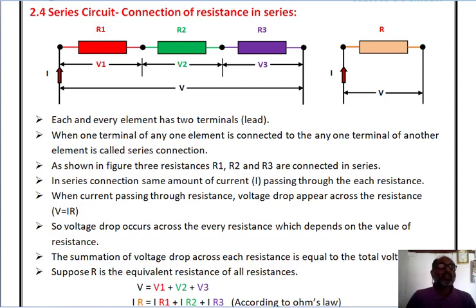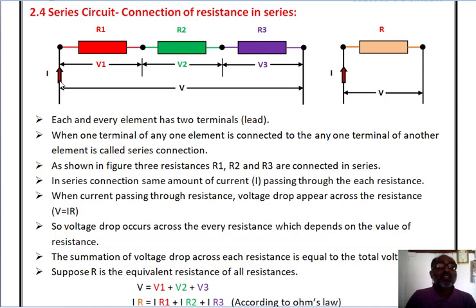Series circuit, connection of resistance in series. As shown in this figure, each and every resistance or element has two terminals, or you can also say the leads. When one terminal of an element is connected to any one terminal of another element, it is called a series connection. As shown in this figure, three resistances R1, R2 and R3 are connected in series.